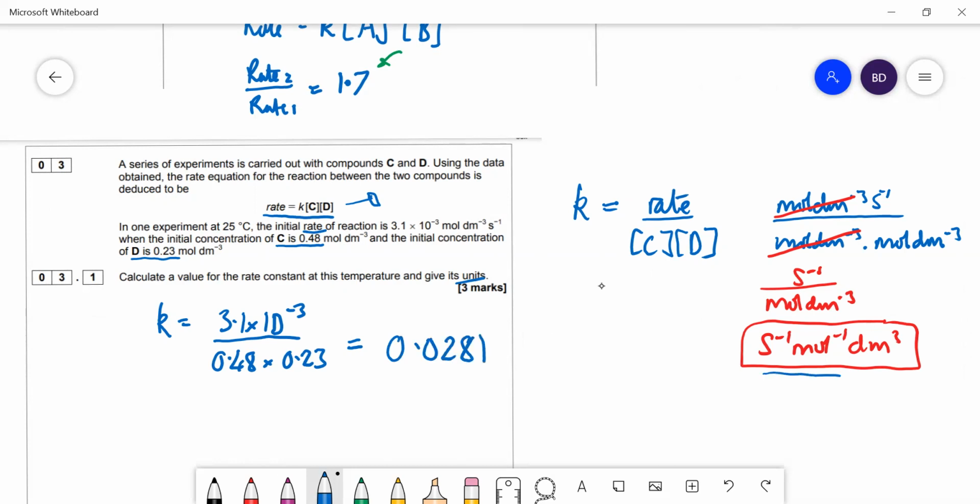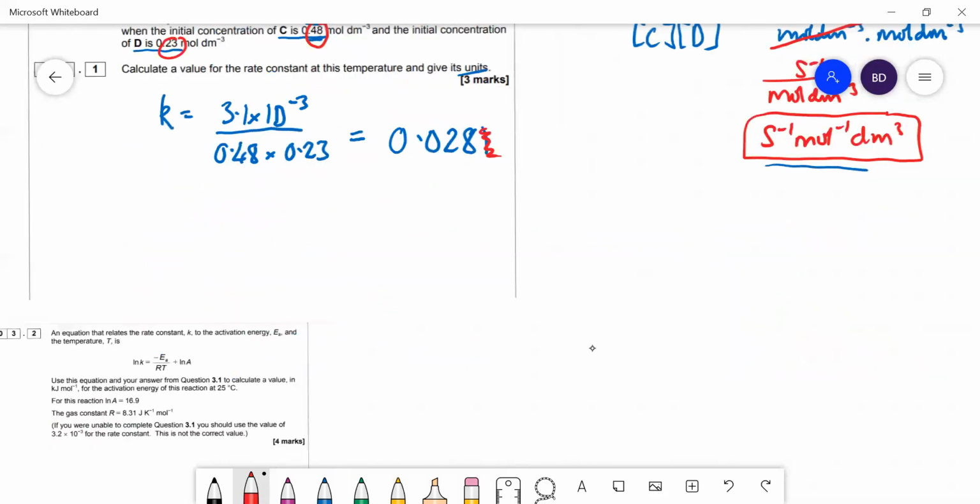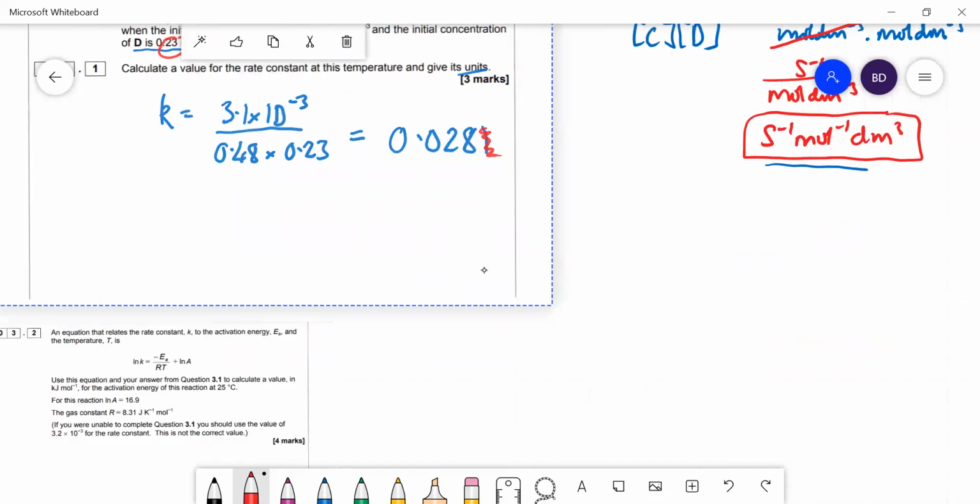And there's our units. Significant figures, actually, we should give it 2 significant figures because everything's given to 2 sig figs here. I don't think there's any marks going for it if you look in the mark scheme, but we should get rid of that 1 at the end. 0.028 is the rate constant. I think we need that in the next part of the question as well. So I'll write this down here. Right, okay, so I'll make a bit of room here.